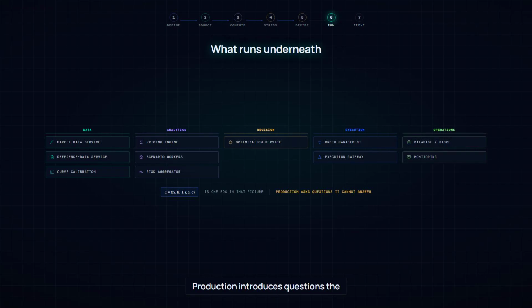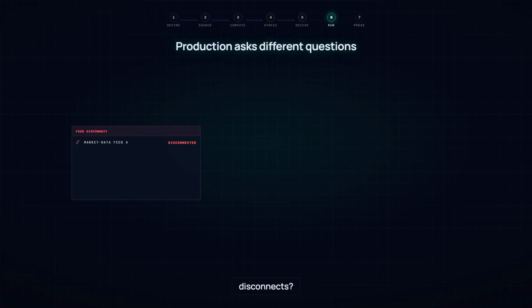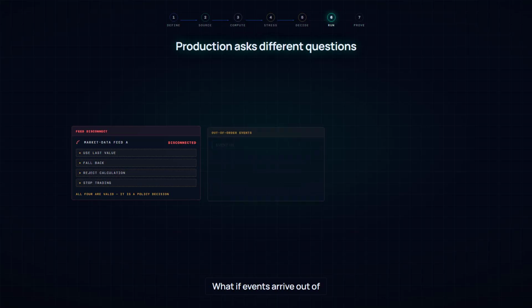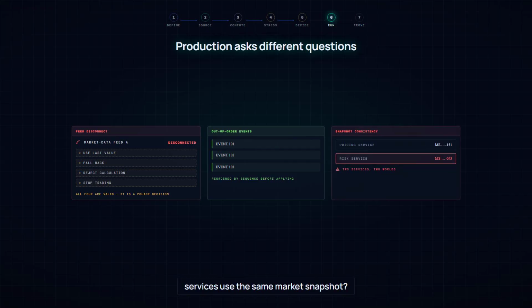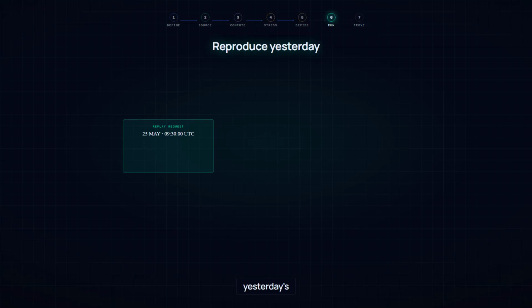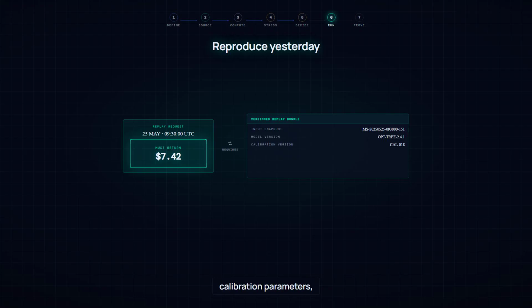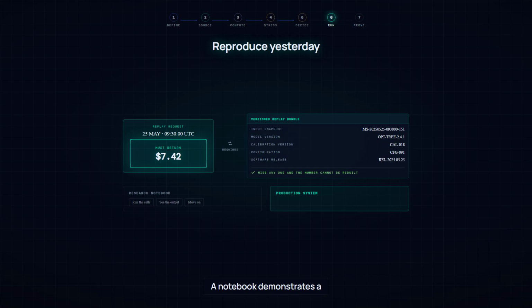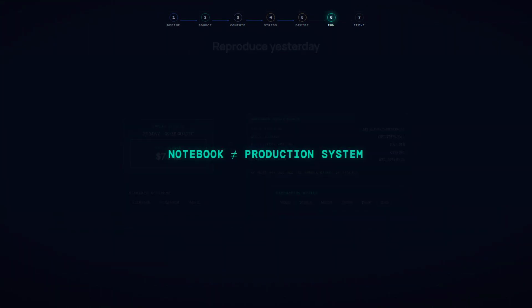Production introduces questions the formula never answers. What if a feed disconnects? Should the last value be used? Should trading stop? What if events arrive out of order? How do services use the same market snapshot? And how do we reproduce yesterday's calculation? That requires versioned inputs, models, calibration parameters, configurations, and software releases. A notebook demonstrates a calculation. A production system manages its life cycle.